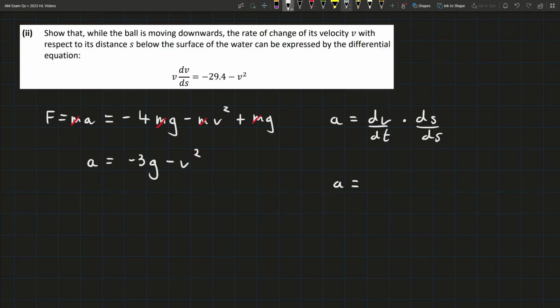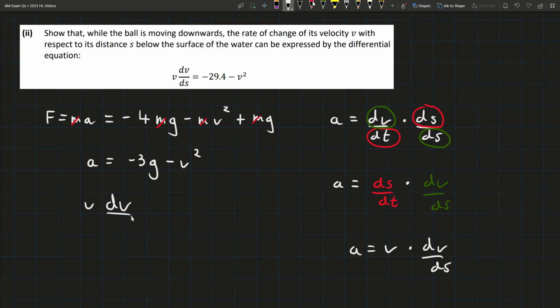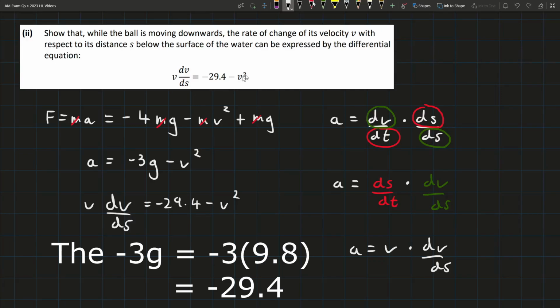That means a is going to be equal to, and we're going to group some of these together. We're going to group this ds with this dt, and we're going to group this dv with this ds. So we're going to have ds over dt multiplied by dv over ds. Now ds/dt, that's the rate of change of displacement, that's just velocity. So that means that a equals v, the velocity, multiplied by dv over ds. So we can replace the a in our equation with that, and we get that v dv/ds equals minus 29.4 minus v squared. Now we've shown what they wanted us to show.